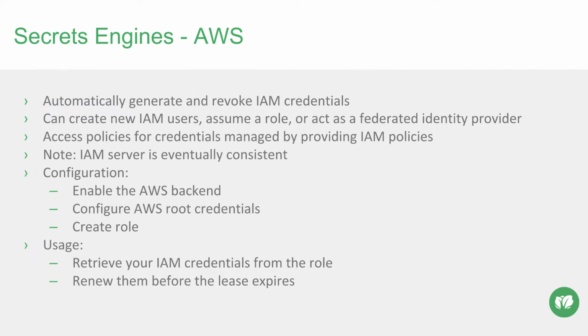The next secrets engine is AWS. This engine will automatically generate and revoke IAM credentials. There are a couple of different kinds of credentials it can generate. It can generate your traditional IAM users. It can also give you temporary credentials that are generated by assuming a role, or it can act as a federated identity provider. Just creating IAM users is the most straightforward one. So that's generally what we're using right now.